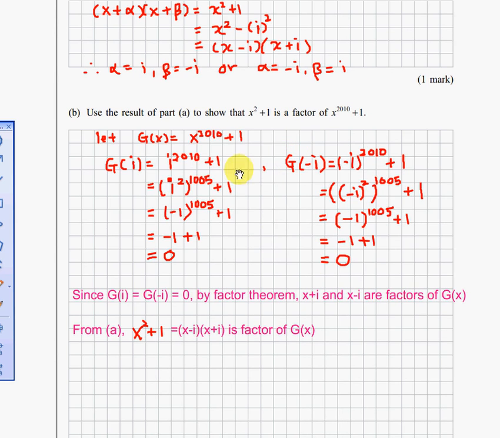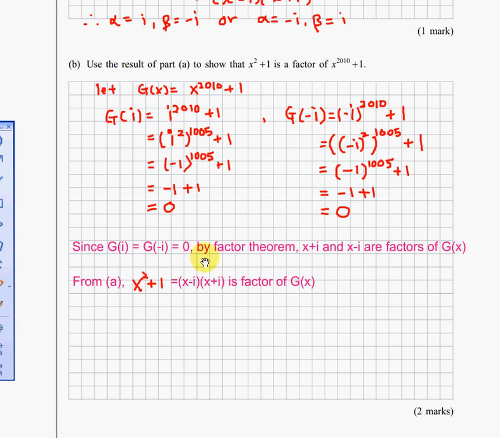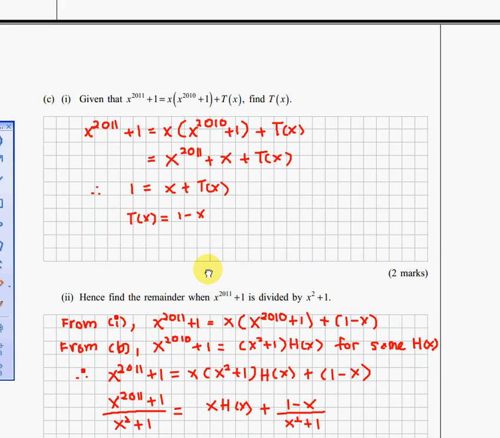One way is by letting this expression be g(x), and you show that g(1) is 0, and g(i), and g(negative i) is 0 also. And since this is the case, by factor theorem, we therefore know that these two are factors of the polynomial g(x). And from A, we know that x squared plus 1 is in fact a product of these two factors, and so it itself is also a factor of g(x). Okay, got it?